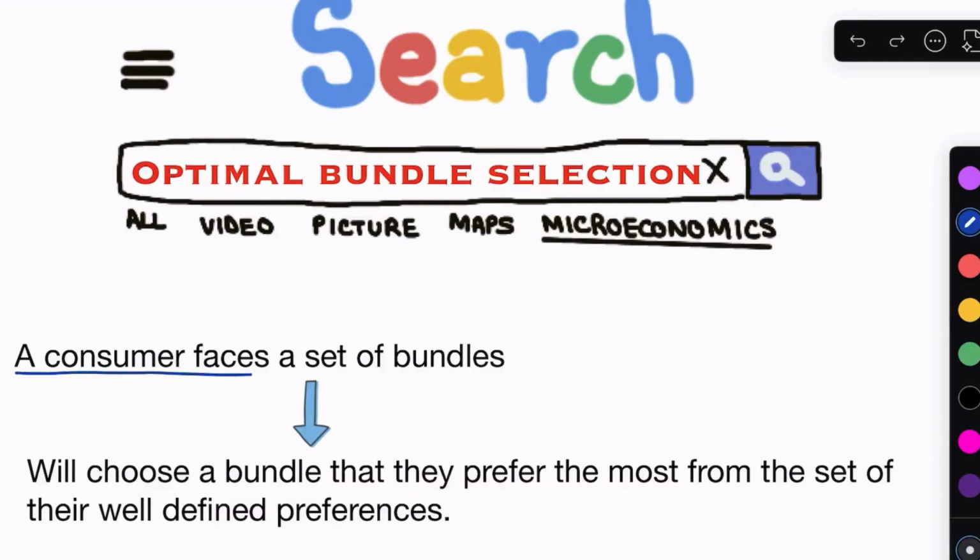A consumer faces a set of bundles. As a consumer is rational, an assumption that we have covered in the second video of the series, it means that a consumer will choose a bundle that she prefers the most from the set of her well defined preferences.